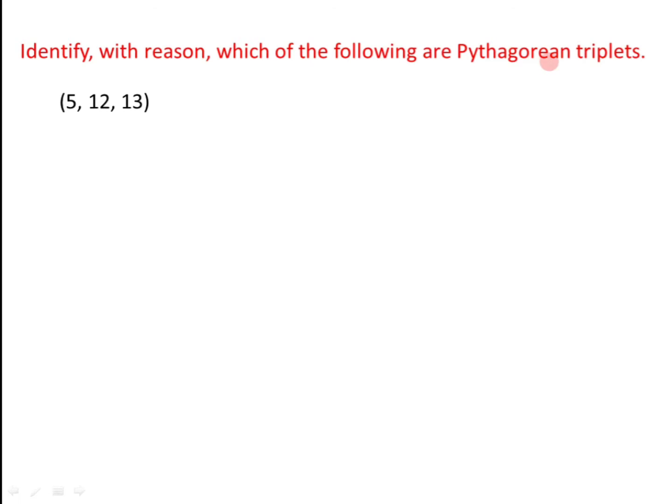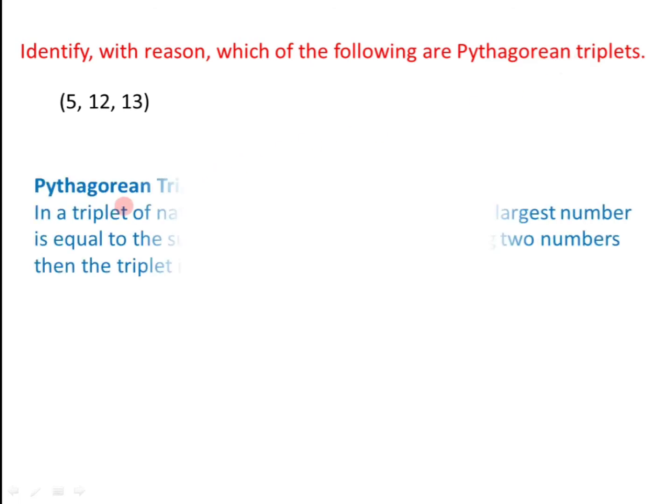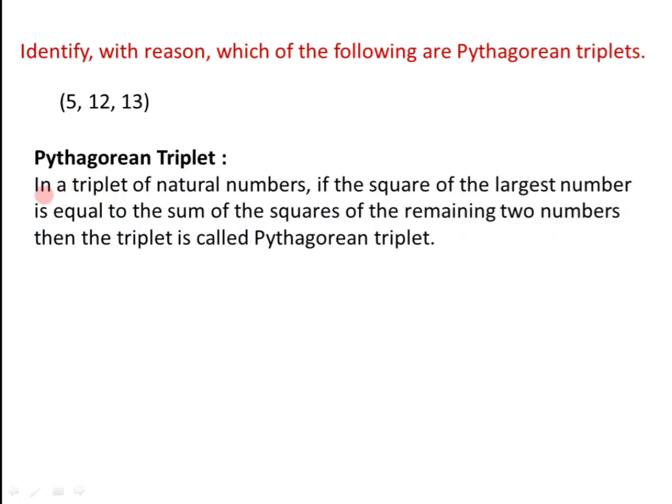For that we must know what is a Pythagorean triplet. So let's understand that one. Suppose in a triplet of natural numbers, if the square of the largest number is equal to the sum of the squares of the remaining two numbers, then the triplet is called a Pythagorean triplet. So suppose there are three numbers given which must be natural numbers, and amongst those, if the square of the largest number is equal to the sum of the squares of the remaining two numbers, then that group of numbers is called a Pythagorean triplet.